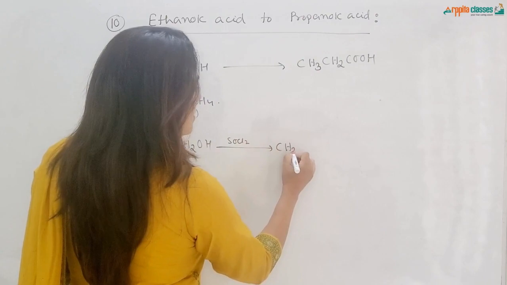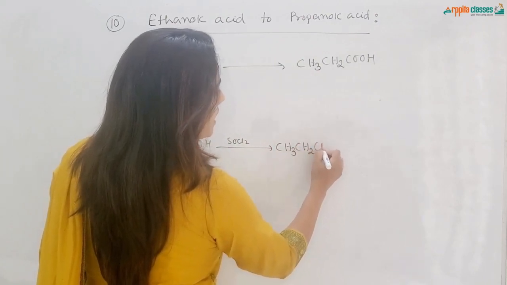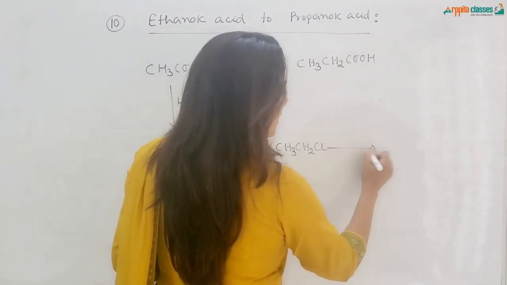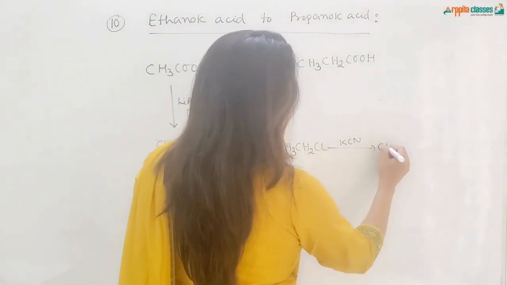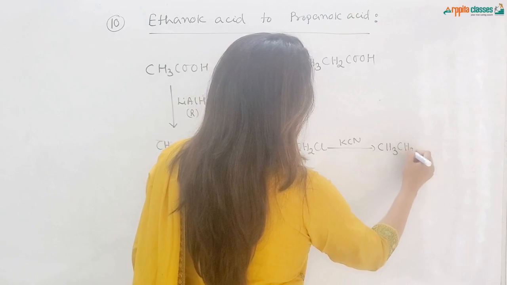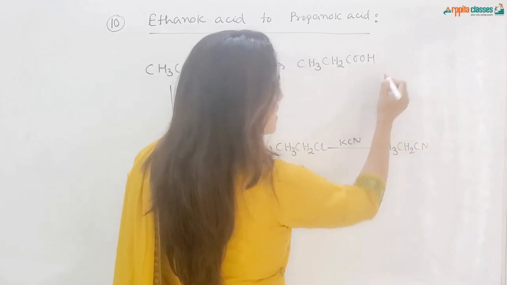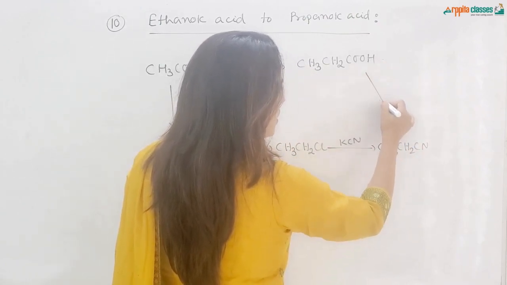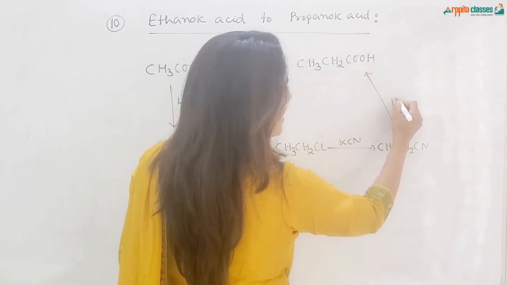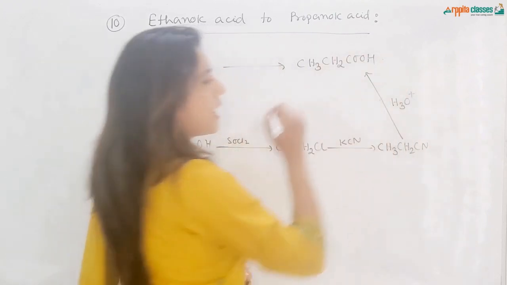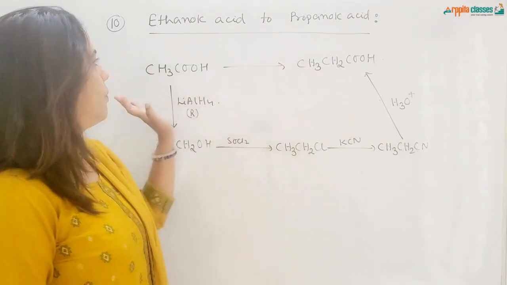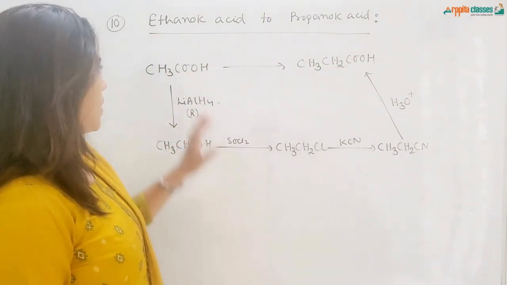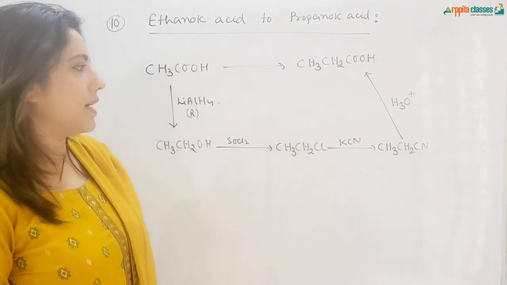Now this ethanol is treated with SOCl2. I'll get CH3CH2Cl. Now this is treated with KCN. Nucleophilic substitution reaction will take place and I'll be getting CH3CH2CN. Now this nitrile or cyanide is treated with H3O+, that is acidic hydrolysis of the cyanide or nitrile will directly give you the carboxylic acid. So this is how we get ethanoic acid to propanoic acid.